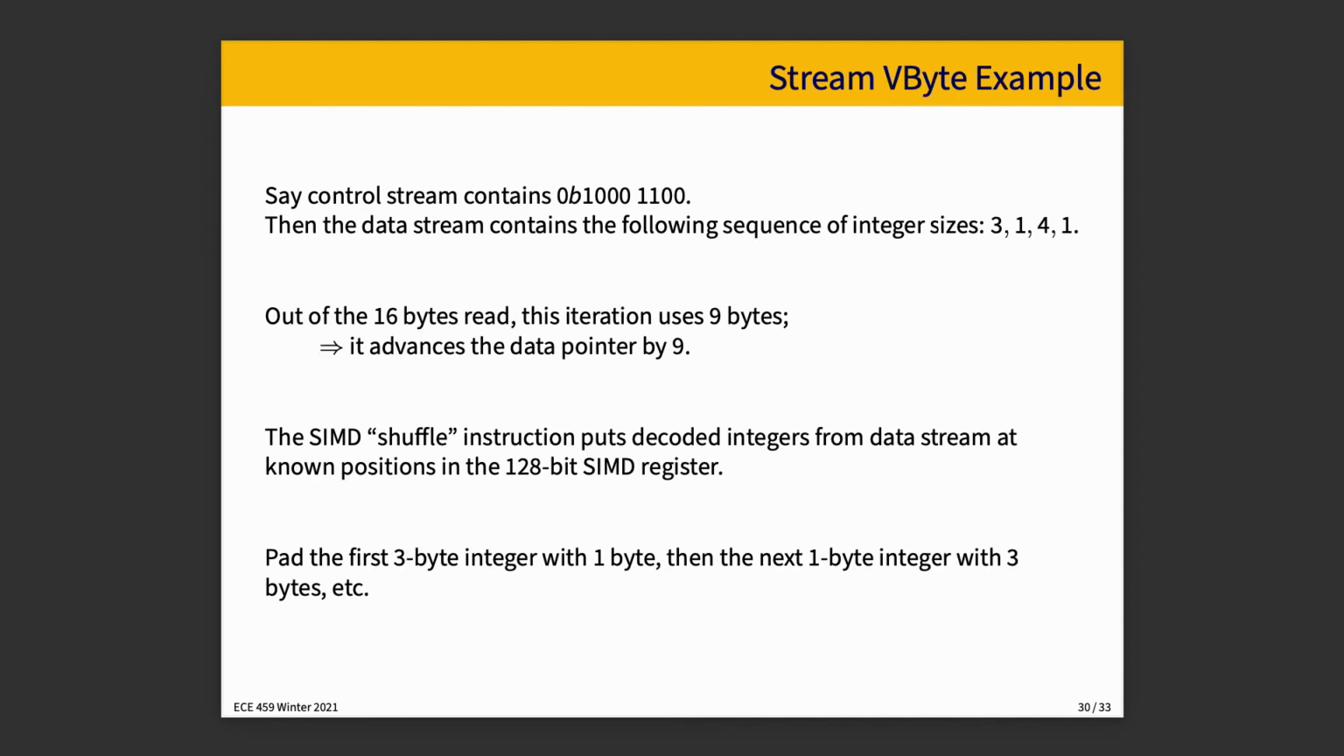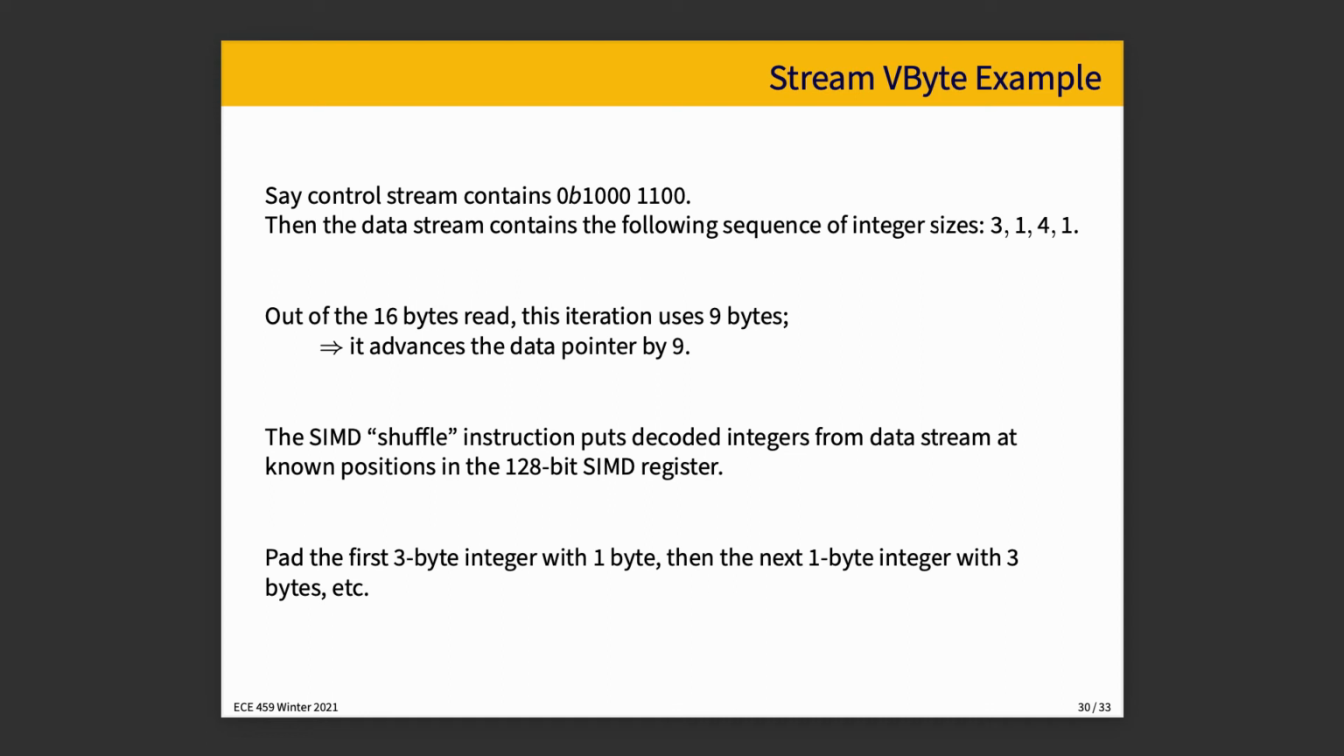Okay, so if the control stream is in binary 10001100, that tells us that the integers that are upcoming are of size 3, then 1, then 4, then 1. So of the 16 bytes read, this iteration uses 9 bytes, so it advances the data pointer by 9. Then the shuffle instruction in SIMD puts the decoded integers from the data stream at known positions in the 128-bit SIMD register, and that also does whatever padding is necessary.